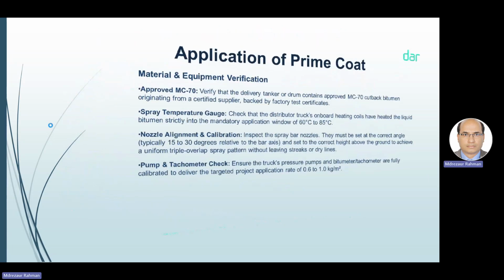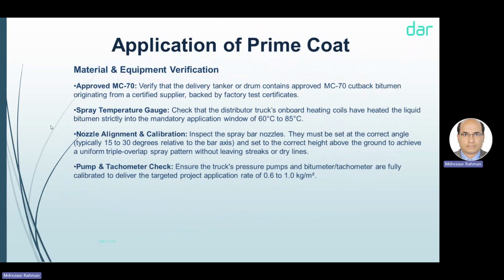Okay, now what is Engineer Gaffer telling? Now we will go to this one, during the application of prime coat. First, we have to verify the MC70. Verify the delivery note that it is MC70 cutback bitumen, and this is from the approved supplier. Second, the spray temperature gauge. By temperature gauge, we have to check the temperature of the primer. It must be between 60 to 85 degrees centigrade.